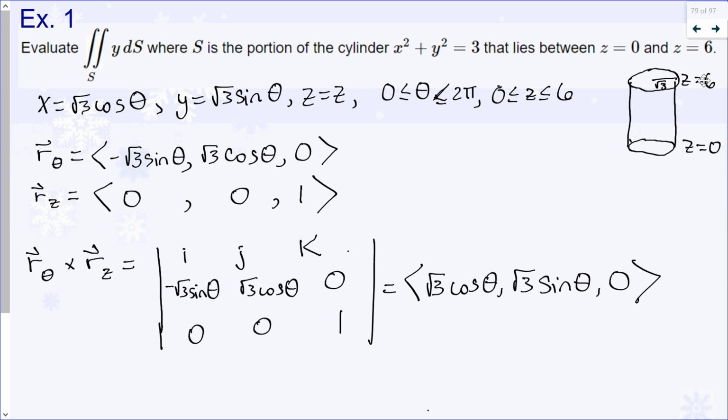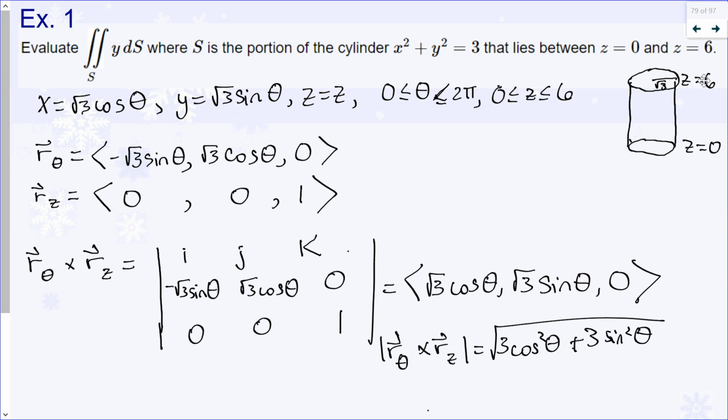Now, for my integrand, I need the magnitude of this cross product. So I'll take the magnitude. From squaring each of the components here, I get 3 cosine squared theta plus 3 sine squared theta. We know that sine squared theta plus cosine squared theta is 1. So this is just square root 3.